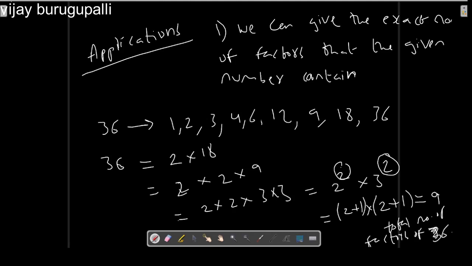Now let's check this. The factors of 36 are 1, 2, 3, 4, 6, 9, 12, 18 and 36. The total number is 9. 36 has 9 factors. Here also we got 9. So by using prime factorization, we can get the exact number of factors that the given number contains. Let's see another example.